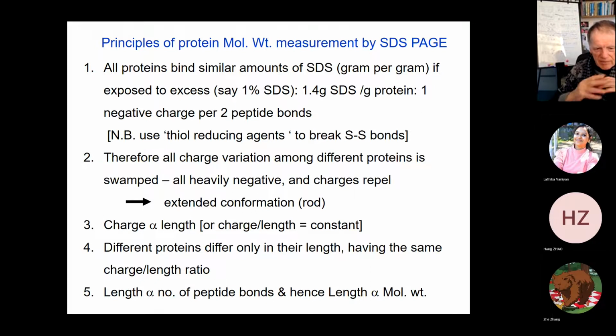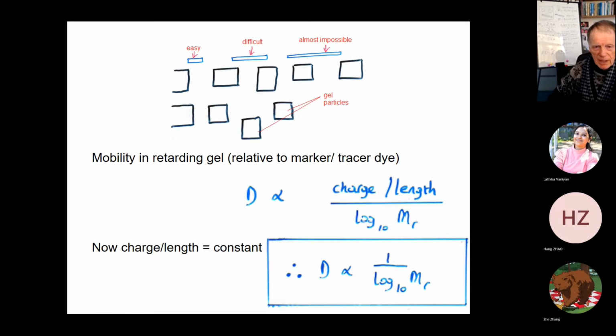And since the proteins will differ only in their length, having the same charge per unit length ratio, and since the length of a protein will depend on the number of peptide bonds, then the length will be proportional to the molecular weight. So the proteins will differ in terms of the separations based only on the molecular weight.